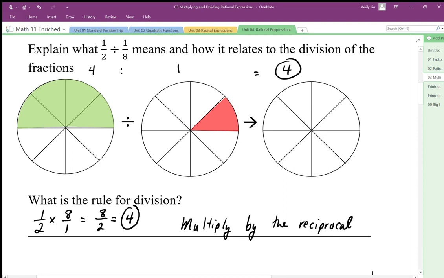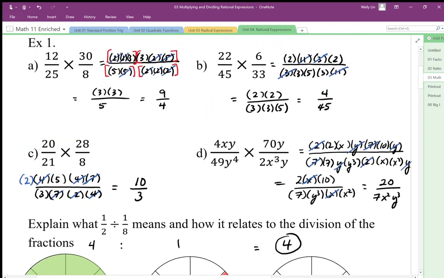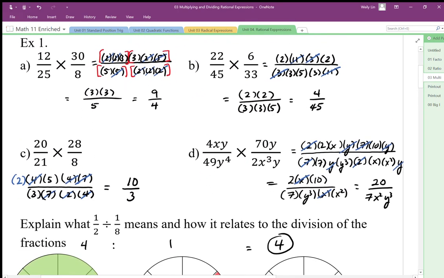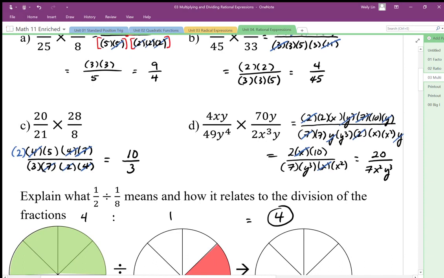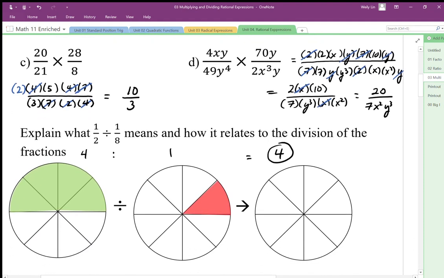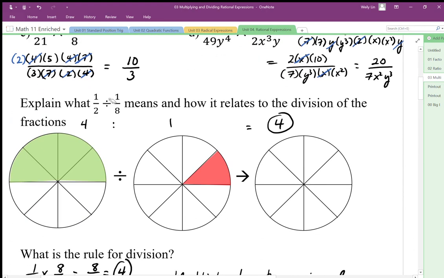Now we have to be a bit careful when we do this, because what we didn't do in any of these problems is state non-permissible values. And really this is the only one where we need to state non-permissible values. When we state them, we have to remember that we are actually dividing by 1, and we're also dividing by 8 at some point.